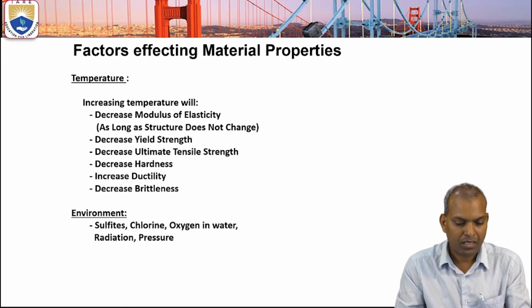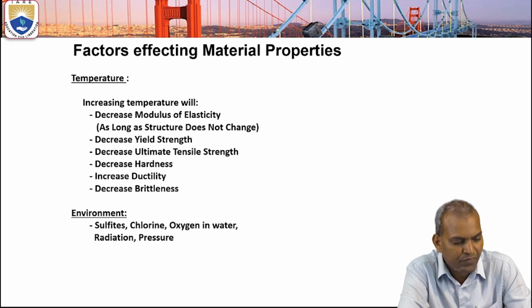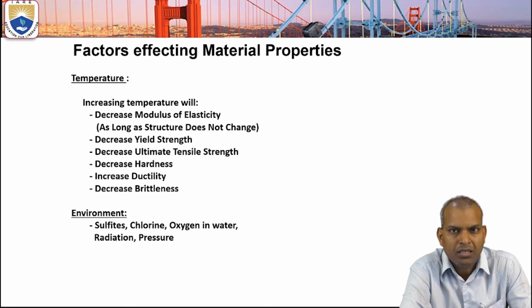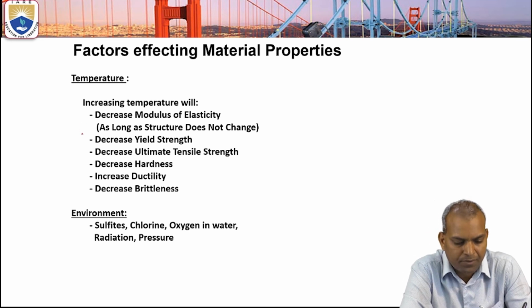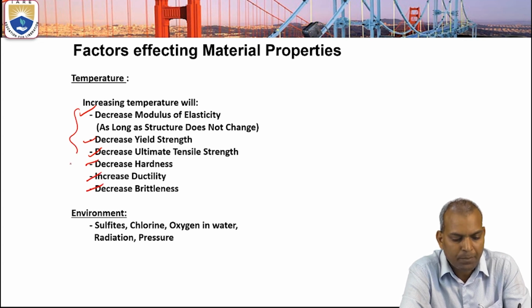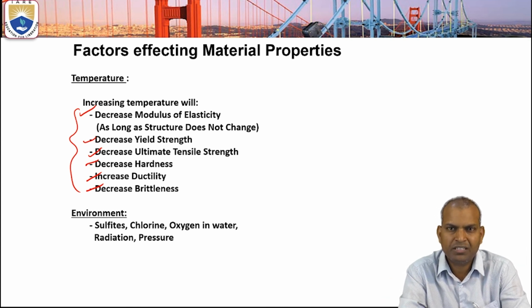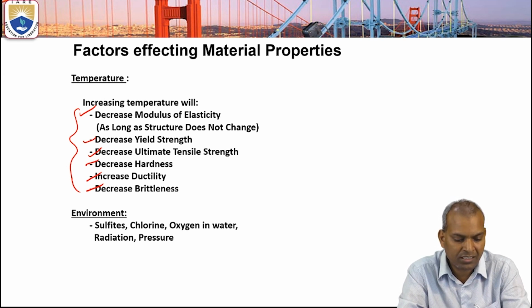That is the meaning. So what are the factors that affect the material properties? There are various factors. Number one is temperature. Increasing the temperature decreases the modulus of elasticity, decreases the yield strength, decreases the ultimate tensile strength, decreases hardness, increases ductility, and decreases brittleness. So temperature has a negative effect on hardness, ultimate tensile strength and yield strength. Only one thing, ductility, increases.